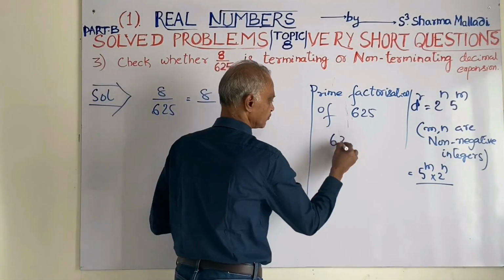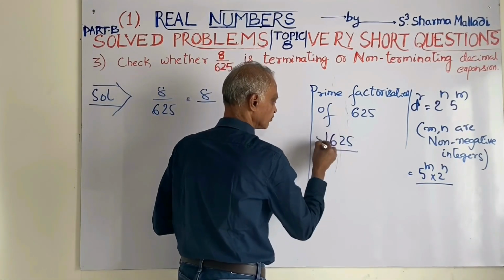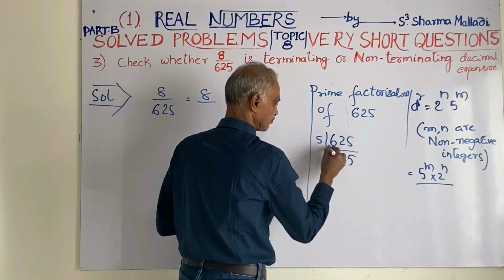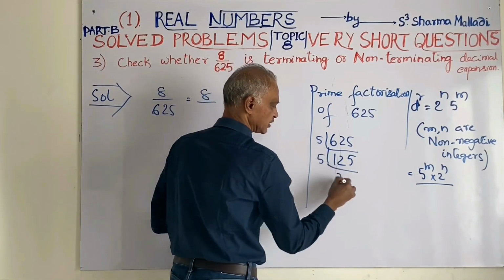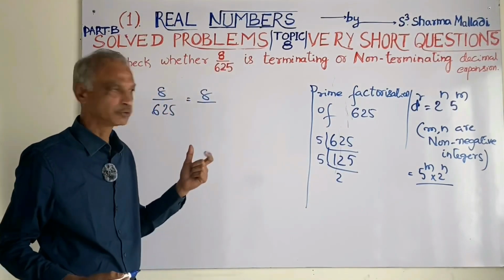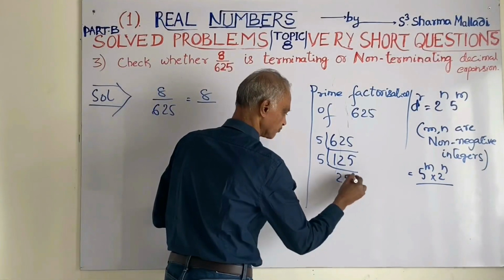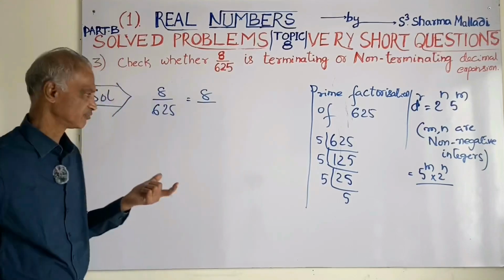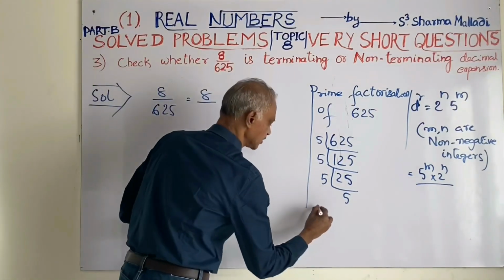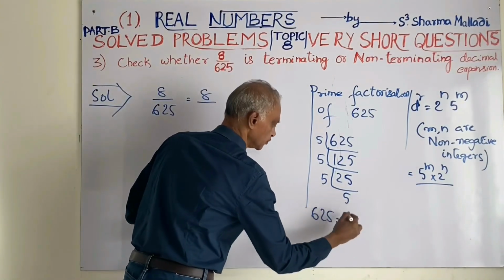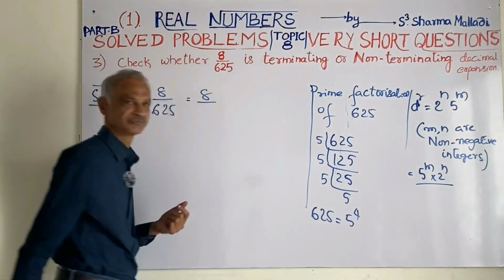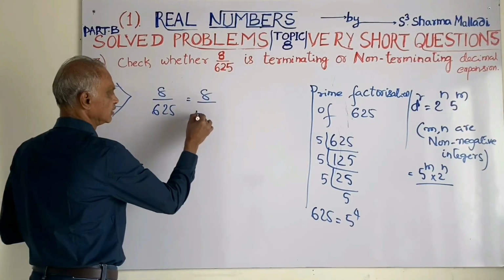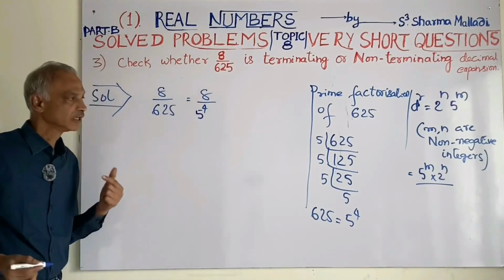See, 625. You take 5. 5 ones are 5, 5 twos are 10, 5 fives are 25. Next, 5 fives are 25. See, 625 is equal to 5 to the power of 4. 625 can be written as 5 to the power of 4.